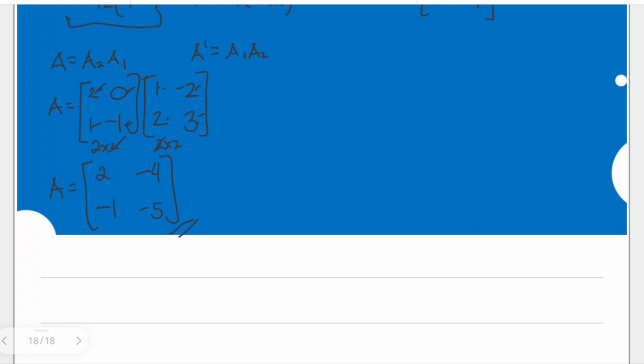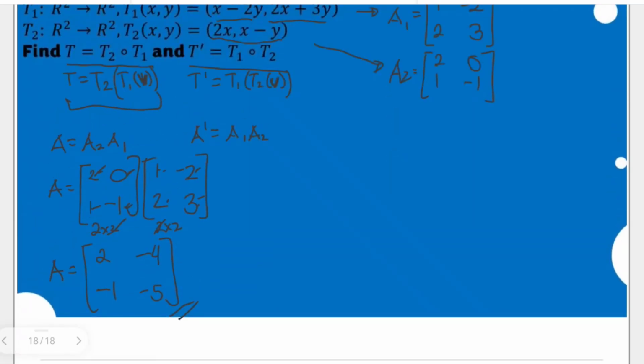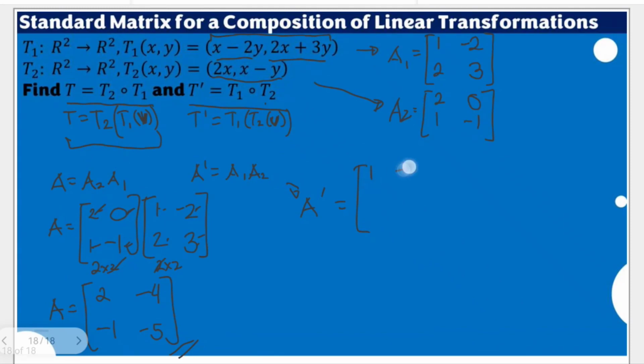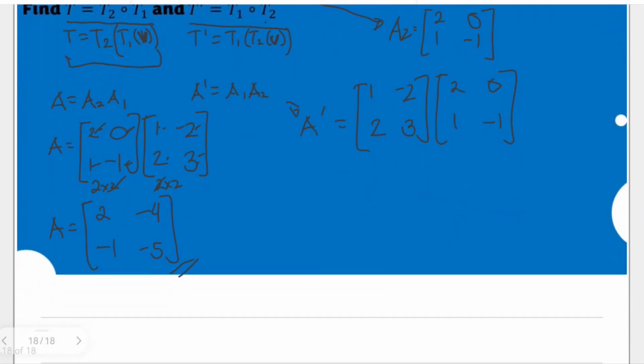Now for the second composition, which is T prime, represented by the interchanging of the transformations, we also have here the interchanging of our matrices. So A prime is the product of A sub 1, which is 1, negative 2, 2, and 3, to be multiplied with 2, 0, 1, and then negative 1. So simply multiply again, that's 2 by 2, 2 by 2, so the product is defined.